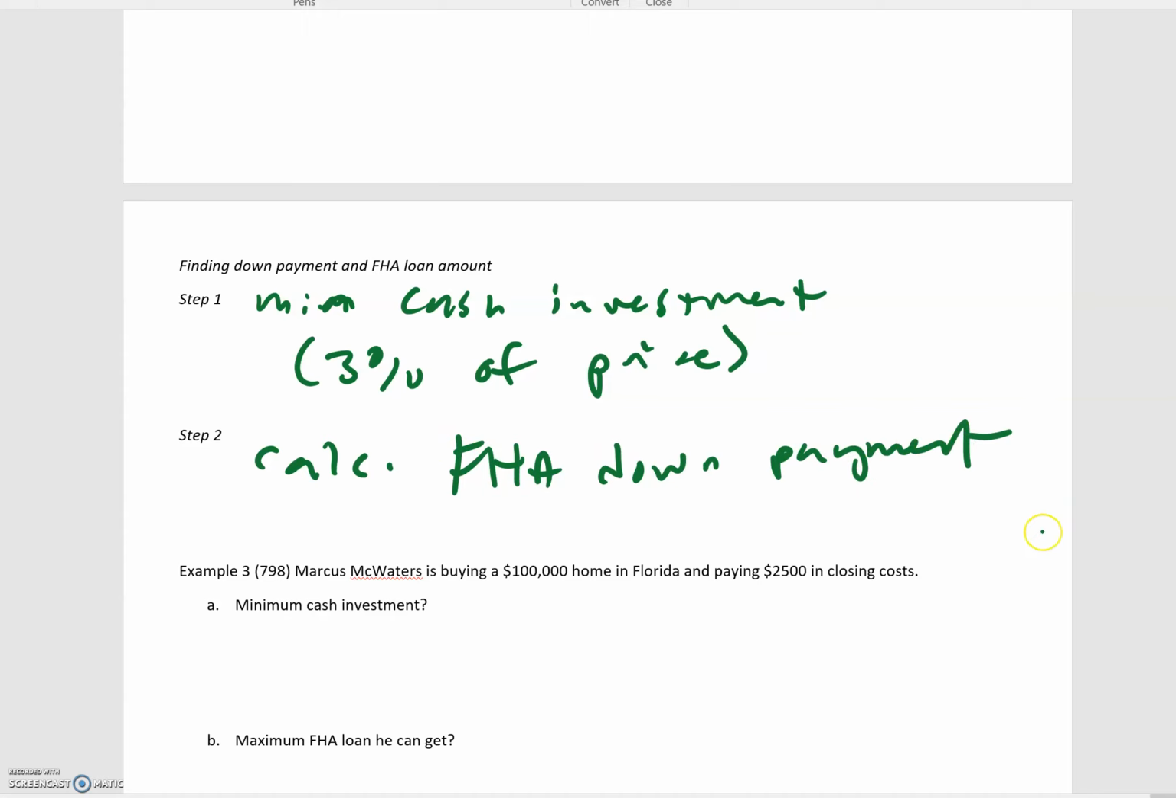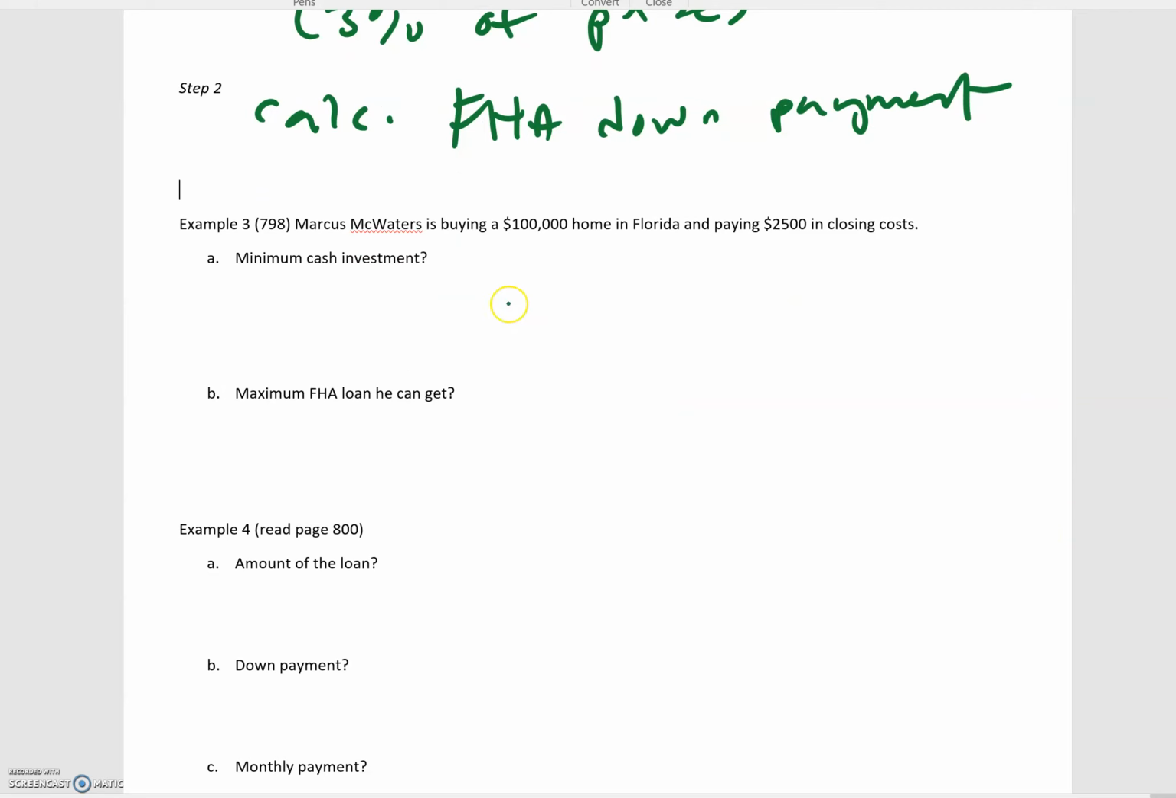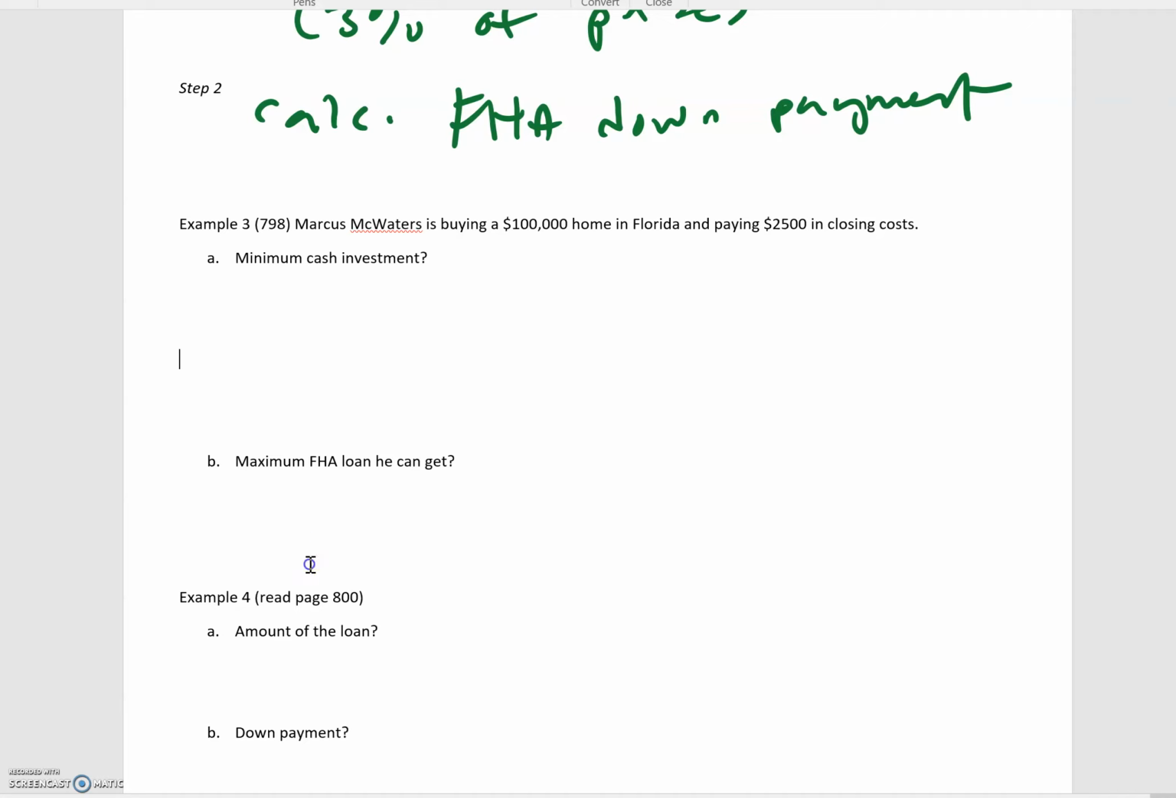All right, so let's take a look at another example from the text. 798, another Mr. McWaters, is buying a $100,000 home in Florida. As mathematicians, that's really convenient, that number is really nice to work with.